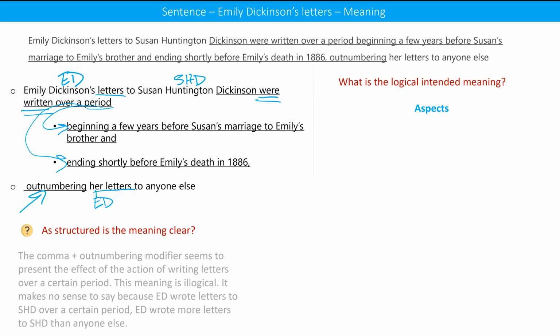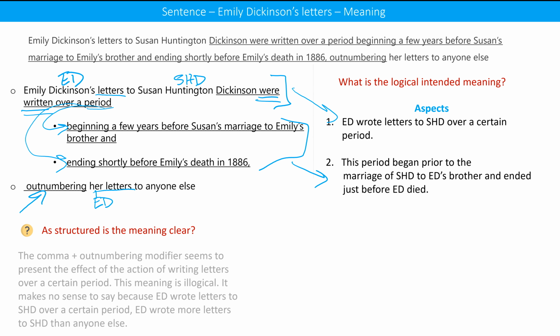And then we get the second chunk. This period of time began prior to the marriage of SHD to ED's brother, and then ended just before she died. So we have statements of fact. The letters were written, this period of time began and ended. Everything is super clear here and makes complete and logical sense so far.